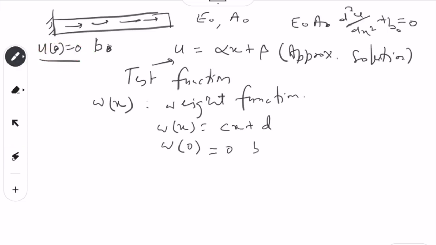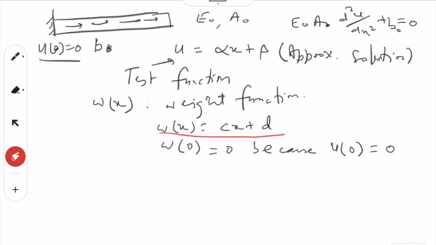So, because u0 is equal to 0. Otherwise, we do not have any condition over w. So w is equal to Cx plus D, but w0 equal to 0 because u is given at x equal to 0. Because of that we take this.